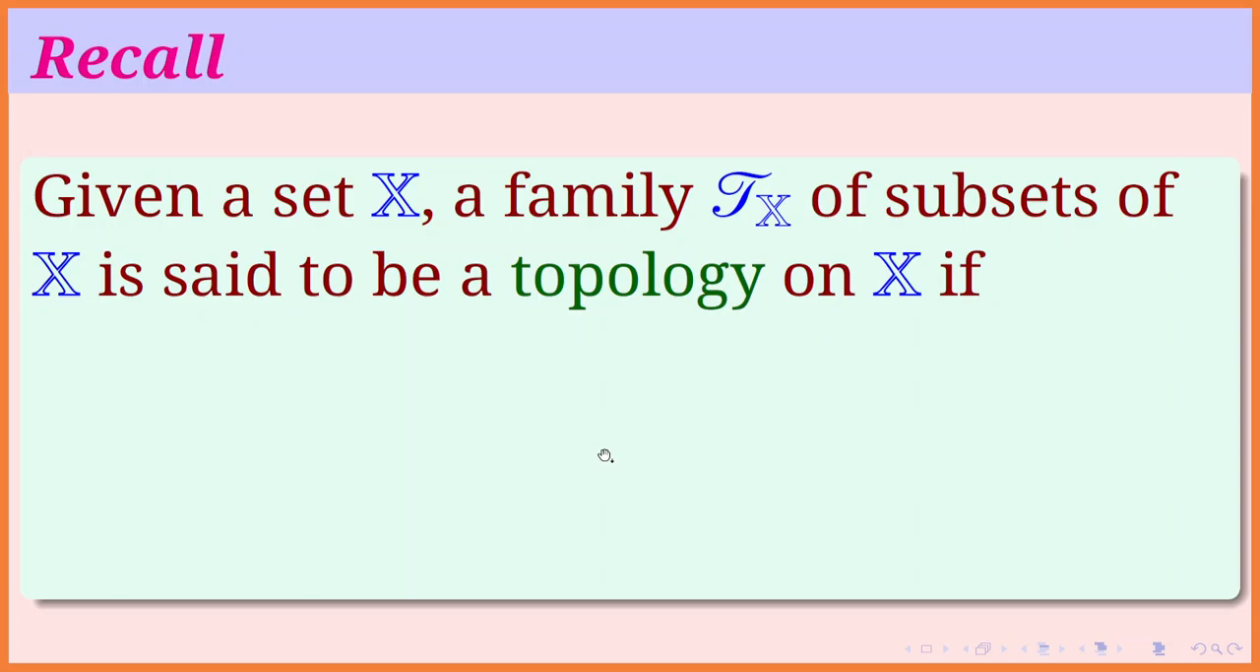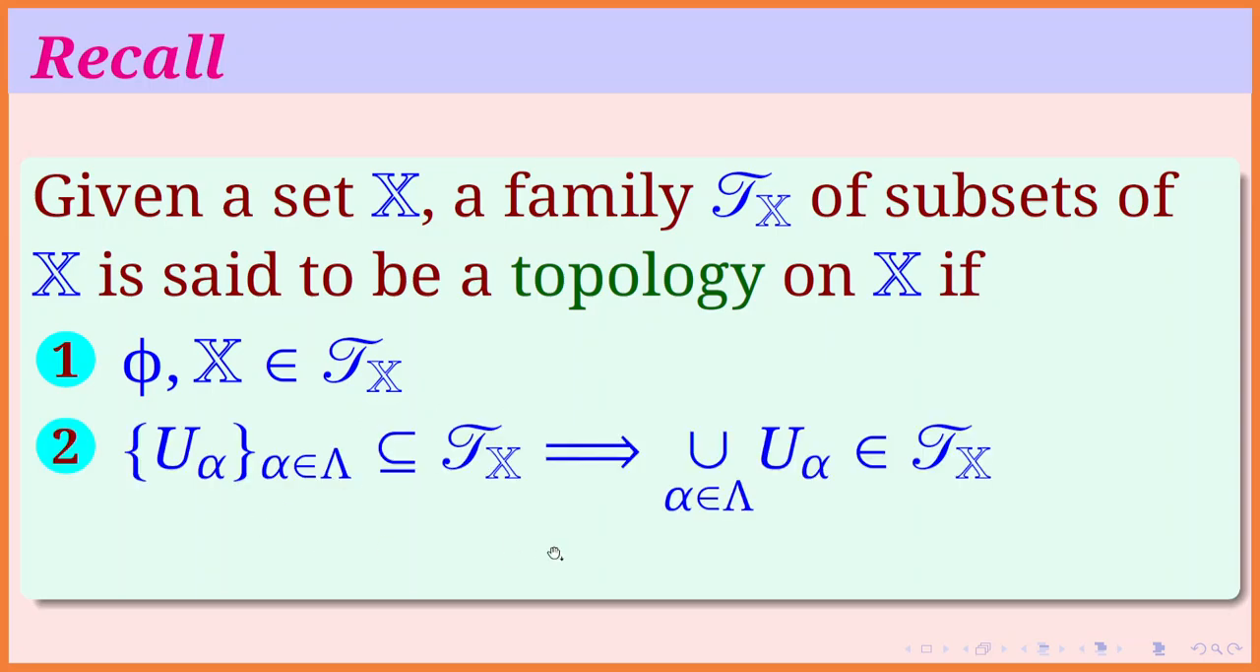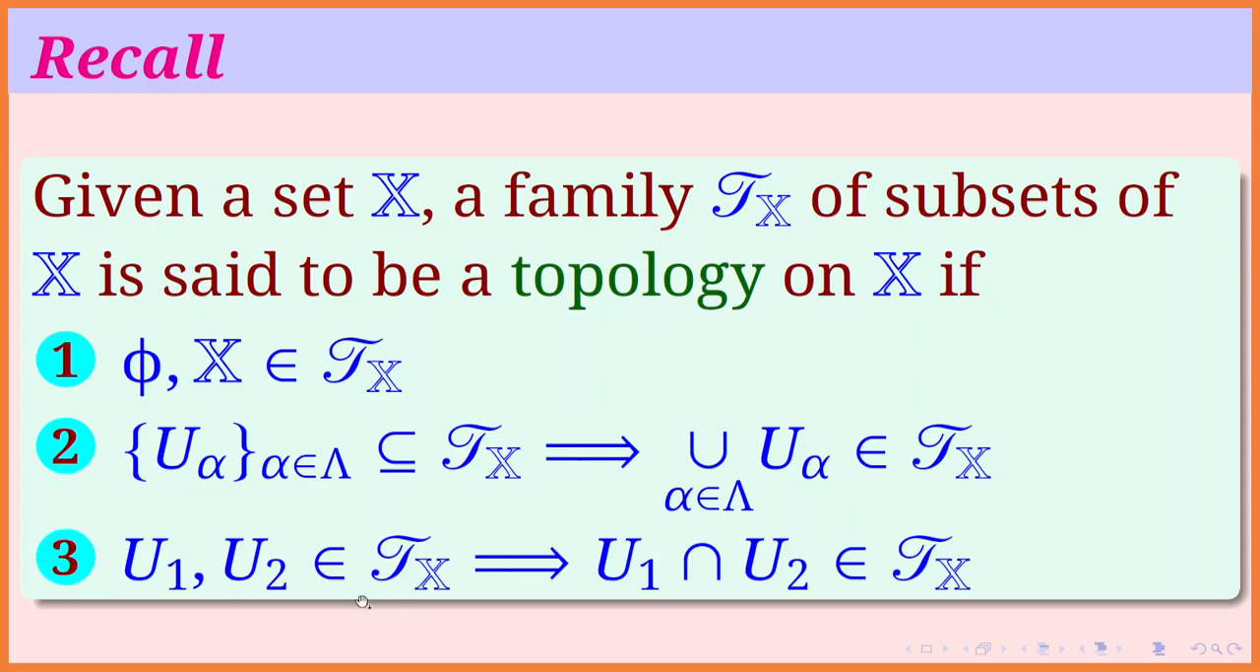Let us recall some basic things from topology. Given a set X, a family Tx of subsets of X is said to be a topology on X if the empty set and the whole of X belong to that family Tx, Tx is closed under arbitrary unions, and Tx is closed under finite intersections.